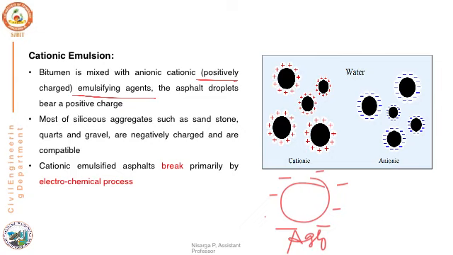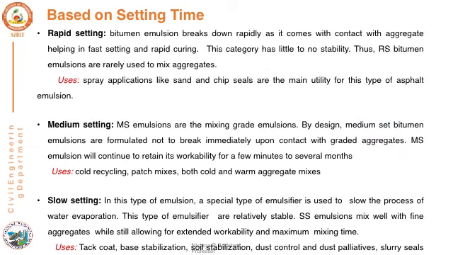And how does the cationic emulsion break? Cationic emulsion asphalts break primarily by an electrochemical process. The next classification of emulsion is based upon the setting time. Based upon setting time, we can classify the emulsion as rapid setting, medium setting, and slow setting. We call the emulsion rapid setting when the bitumen emulsion breaks down rapidly as it comes in contact with the aggregate, helping in fast setting or rapid curing.